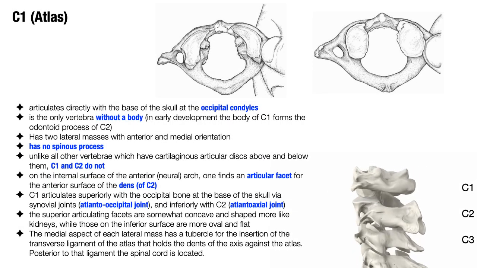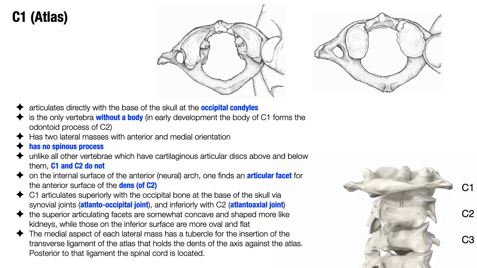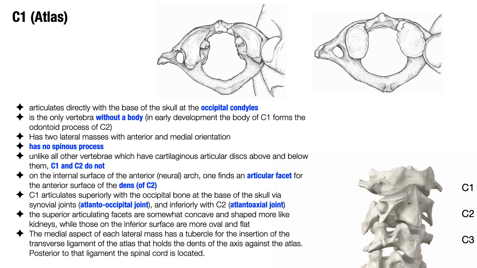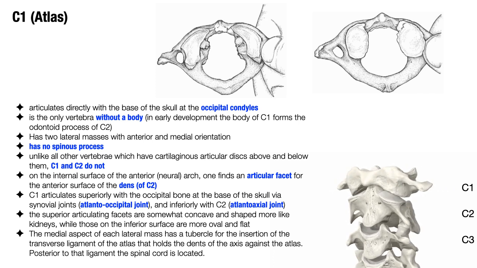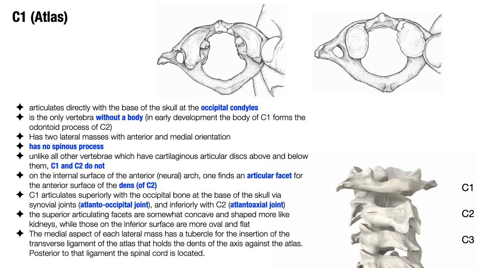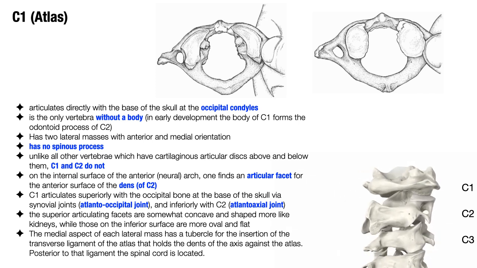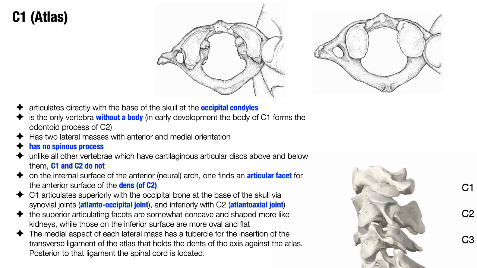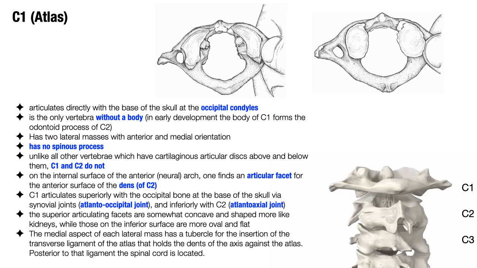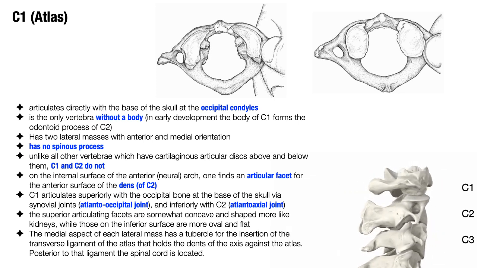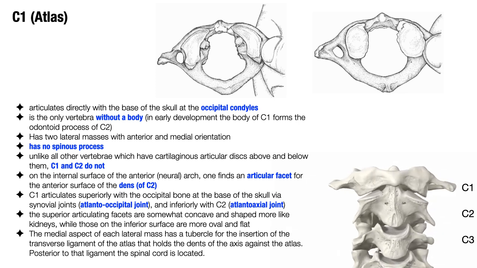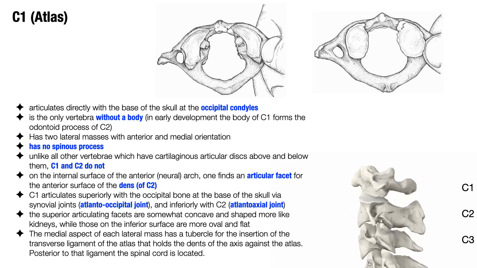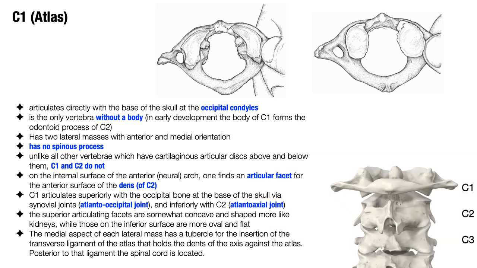The first cervical vertebra is called the atlas, as you know, and articulates with the occipital condyles at the base of the skull. It doesn't have a body. Instead, it is a bony arch with two big lateral masses. It also lacks a spinous process, so no way to palpate it. You know that from the seminars.